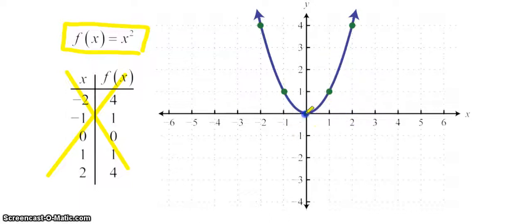Well, I can tell that this is the lowest point. In other words, the y value is 0. That's as small as the y value gets. So I know it has a minimum of y equals 0, and that happens at x equals 0. I also know that this graph is decreasing. Now remember, we read graphs from left to right.